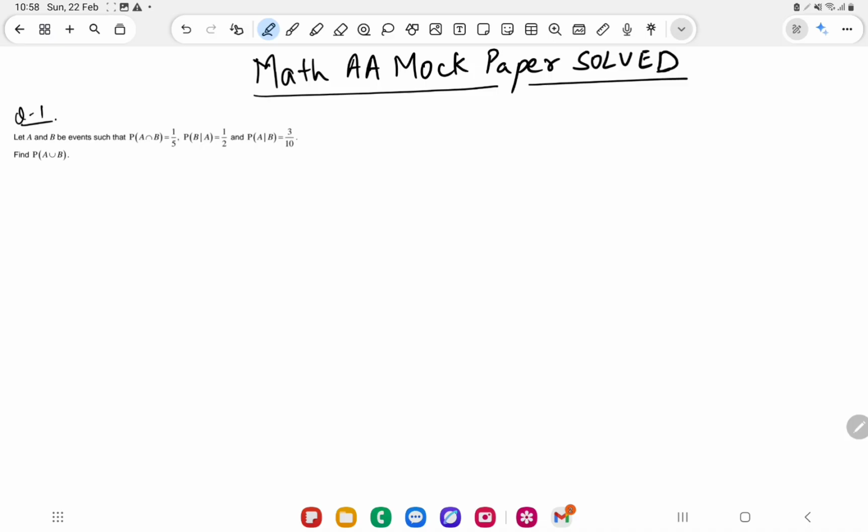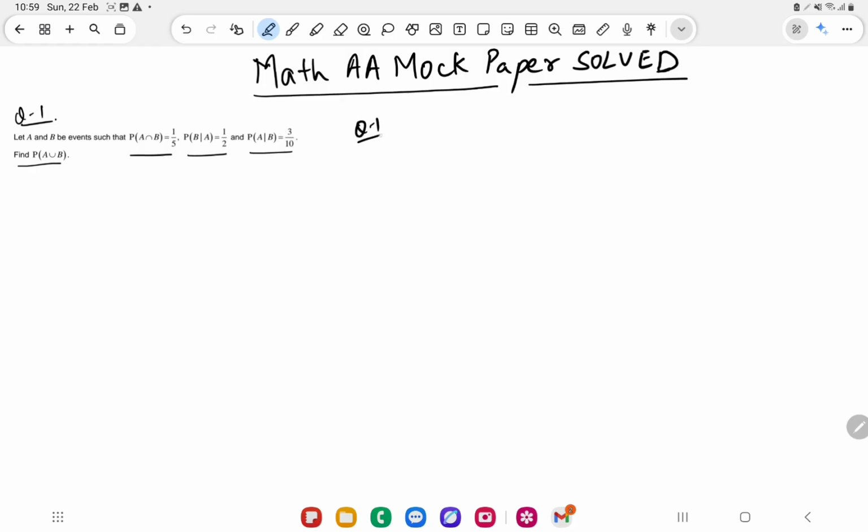In this question, it says let A and B be the events such that P(A intersection B) is 1 by 5. The probability of event B given that A has already occurred is half, and the probability of A given that B has already occurred is 3 by 10. We have to find P(A union B).